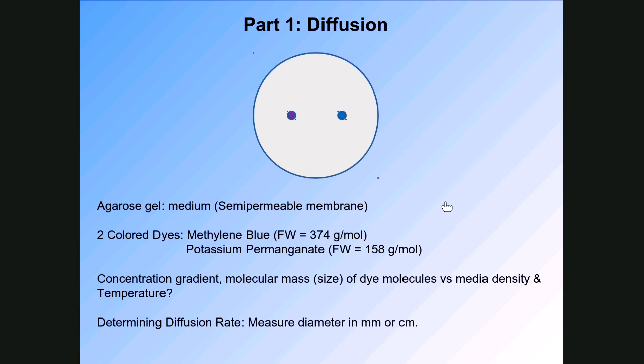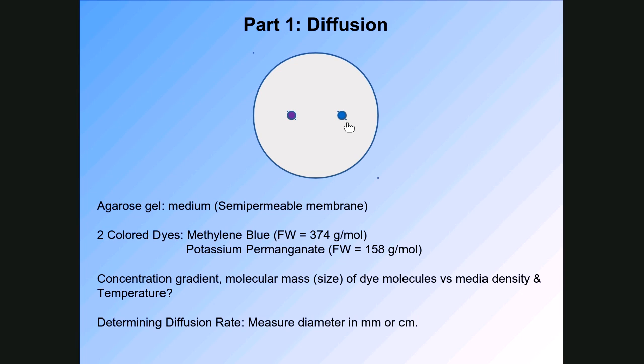So as I said, in today's lab it'll show you some pictures, a regular figure, then it'll actually show you a picture of an agarose gel with these two dyes, methylene blue and potassium permanganate in there. Both dyes are going to be added to one petri dish, so you're going to be looking down onto the surface of the gel where the two dyes have been added.